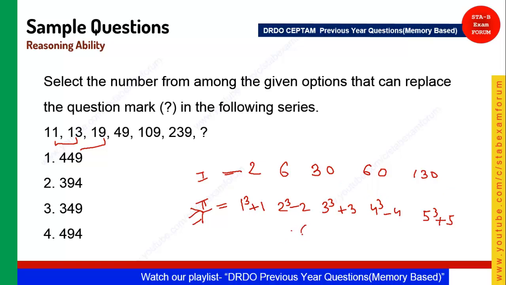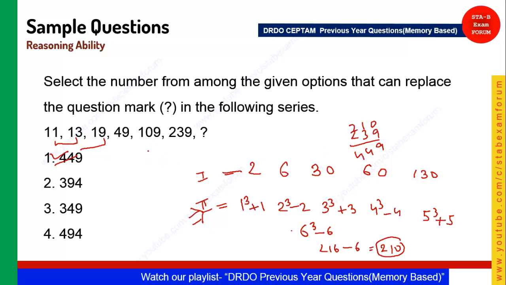Next should be 6 cube minus 6. What is 6 cube? 6 cube is 216, minus 6 we get 210. Okay, so if we add 210 with 239, what do we get? 449. So option 1 is the correct answer.